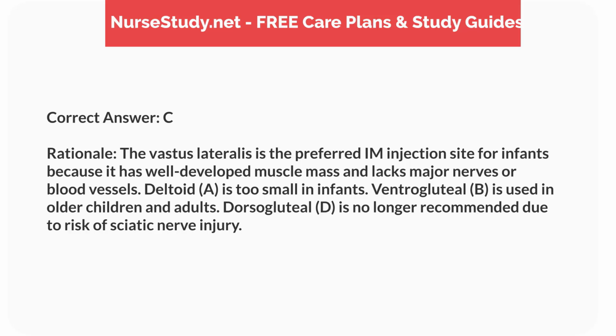Deltoid, A, is too small in infants. Ventrogluteal, B, is used in older children and adults. Dorsogluteal, D, is no longer recommended due to risk of sciatic nerve injury.